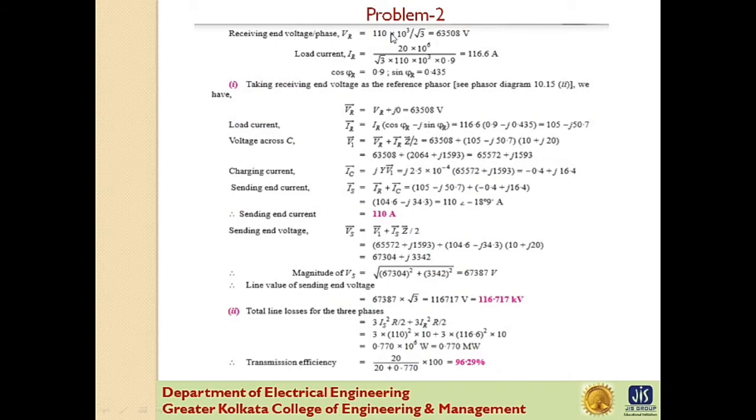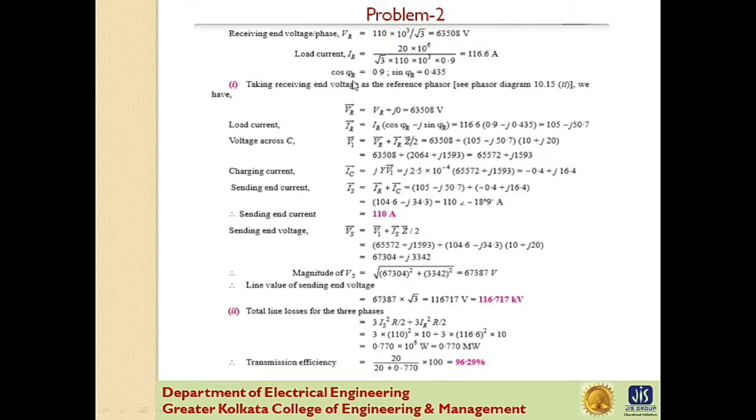Now receiving end power is given as 20 megawatt at 110 kV. So we first convert it to volt and divide by root 3. Receiving end voltage per phase is equal to 63,508 volt. Load current is equal to power divided by root 3 VR cos theta r. Already power, receiving end voltage and power factor are given. From this we calculate the load current, which is equal to 116.6 ampere.